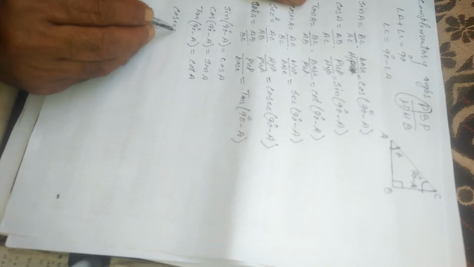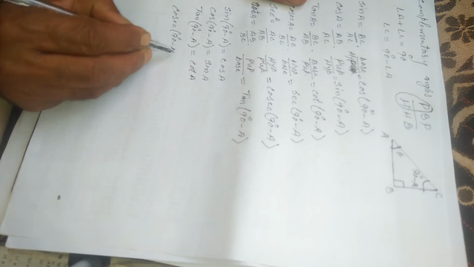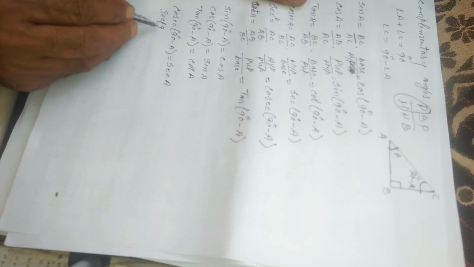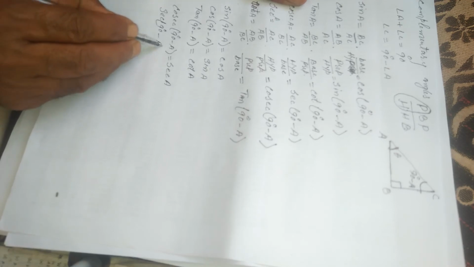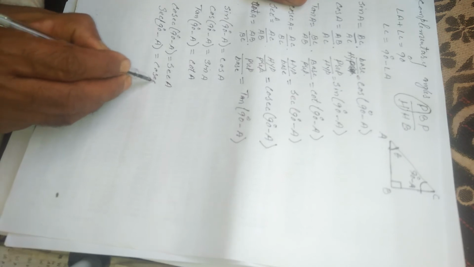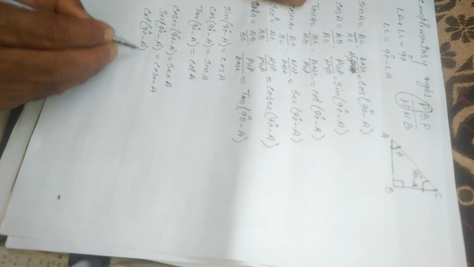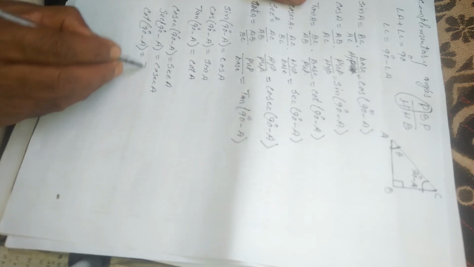Cosec 90 degree minus angle A is always equal to sec A, sec 90 degree minus angle A is equal to cosec A, and cot 90 degree minus angle A is equal to tan A. These are the relations of complementary angles in trigonometric ratios.